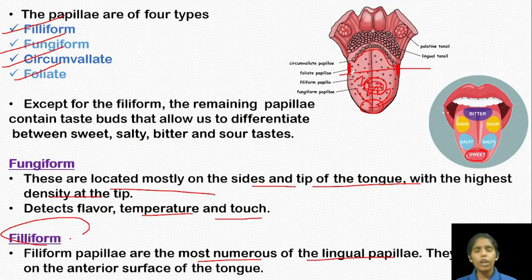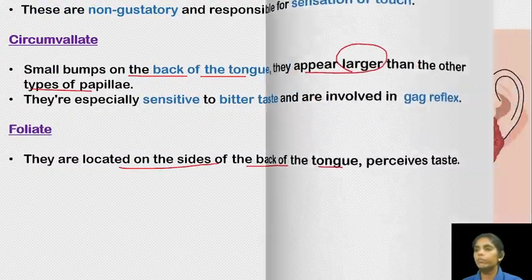So conclusively, there are four types of lingual papillae: the filiform, fungiform, circumvallate, and the foliate. The fungiform will detect the sweet taste. The filiform doesn't have the ability to detect taste. The circumvallate can detect the bitter taste, and the foliate papillae can detect the sour taste. So these are the different lingual papillae.